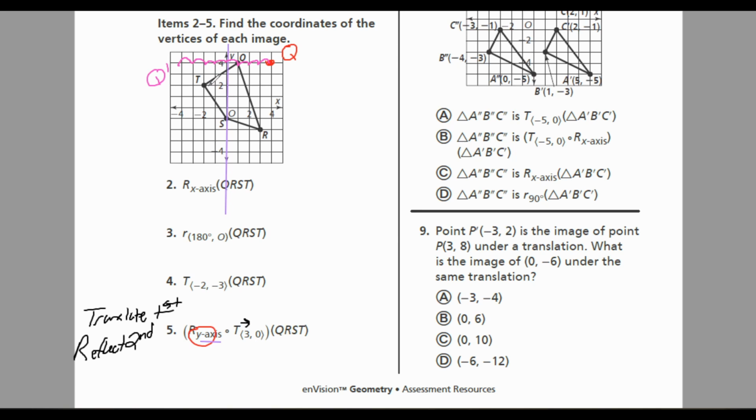So let's do T because this one's going to be weird. It's going to cross over and then it's going to bounce right back. Because, let's see, 3 to the right. That's 1, 2, 3. That's our shadow image, and then we got to flip it over the y-axis. Well, it's 1 away, so it needs to be 1 away. T prime is going to end up right there.